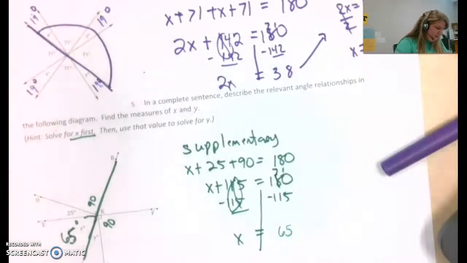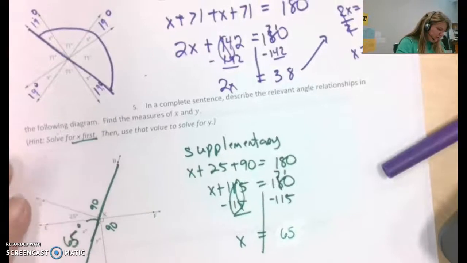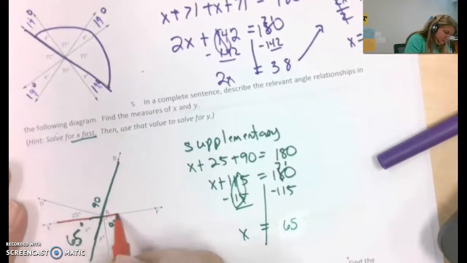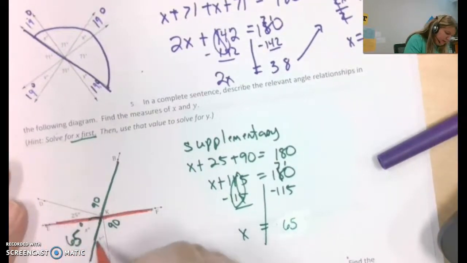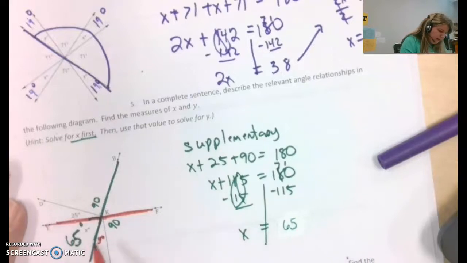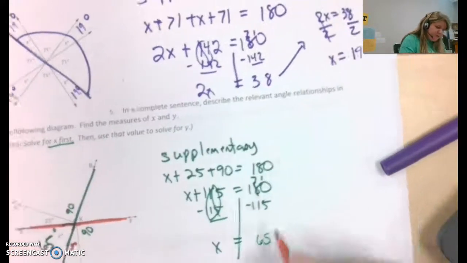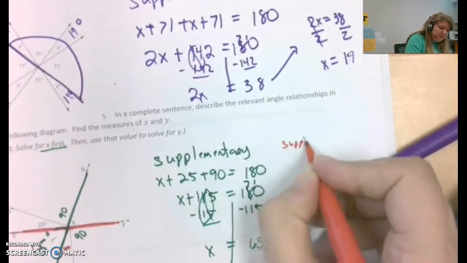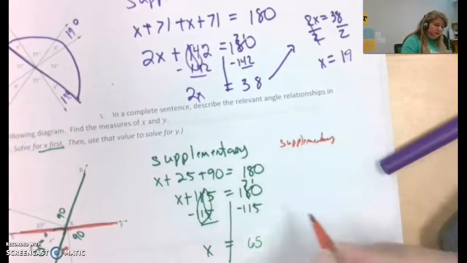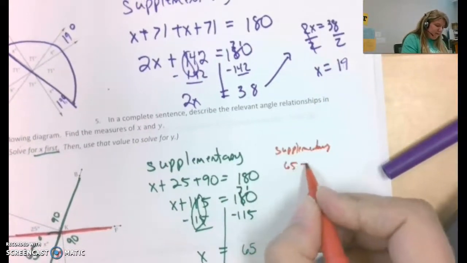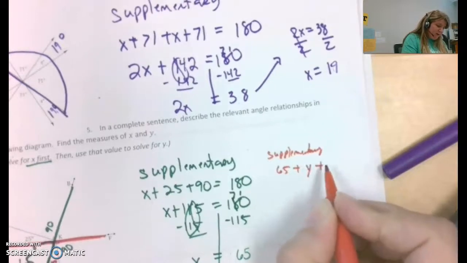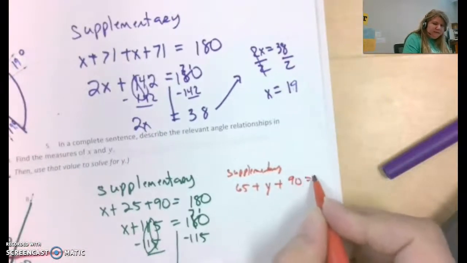Okay. So then now I'm looking for y. So to do that, I can use this supplementary relationship again. A different supplementary, a different line. So I'm going to go 65 plus y plus 90 is 180.